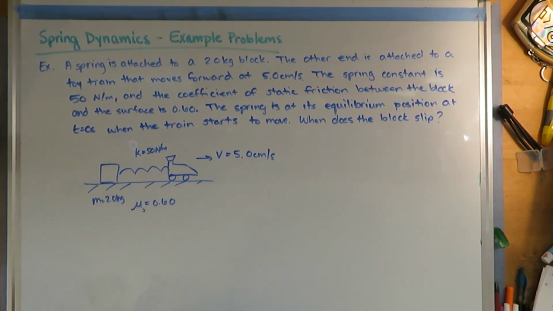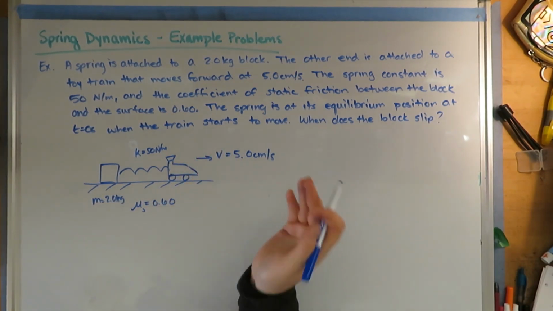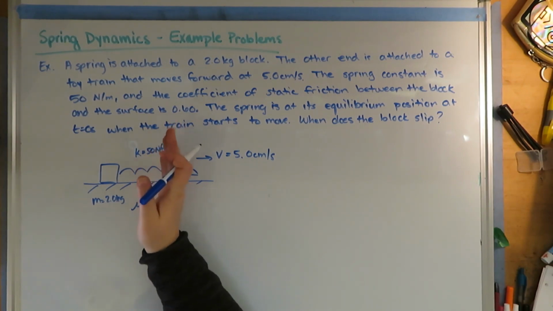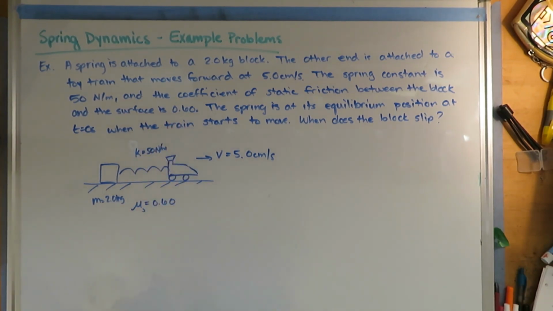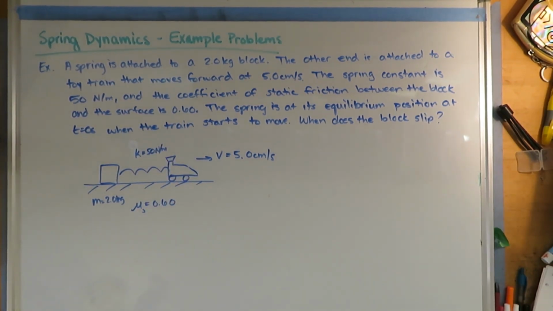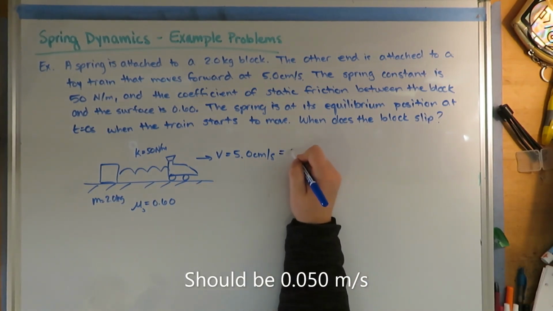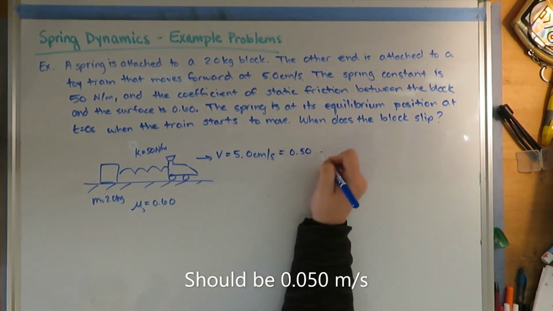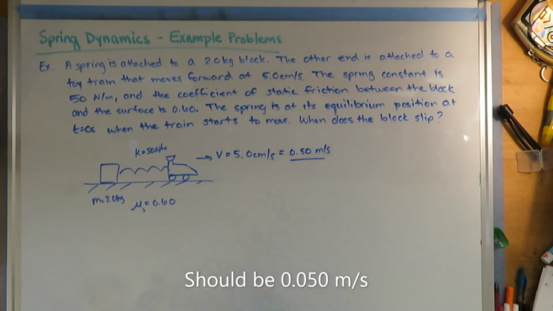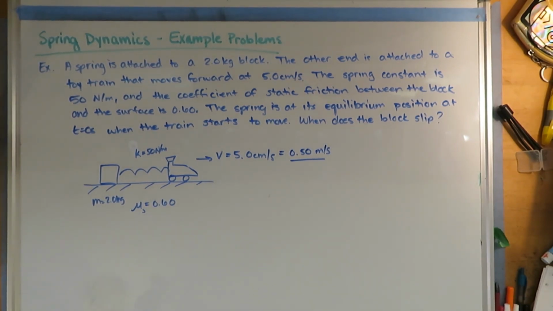So they're giving us a lot of information. They're defining t equals 0 to be the time when the train starts moving. We assume that the train is instantly moving at 5 centimeters per second at t equals 0. I'm going to use meters, so I'm going to make that 0.050 meters per second, just to keep consistent units with everything else.